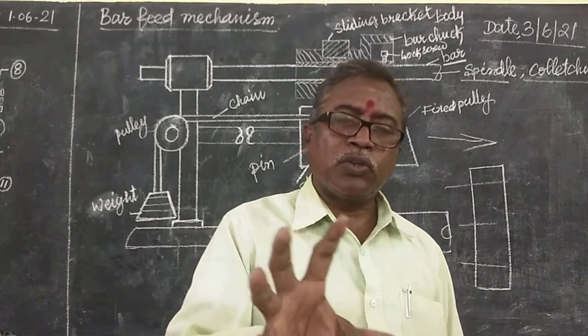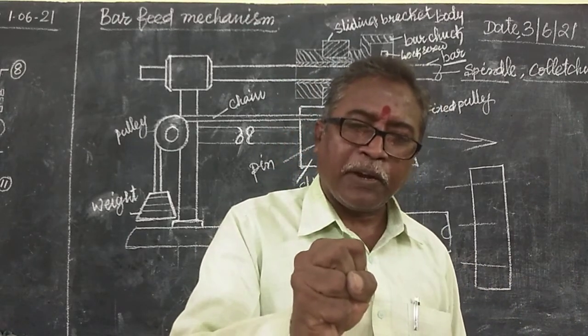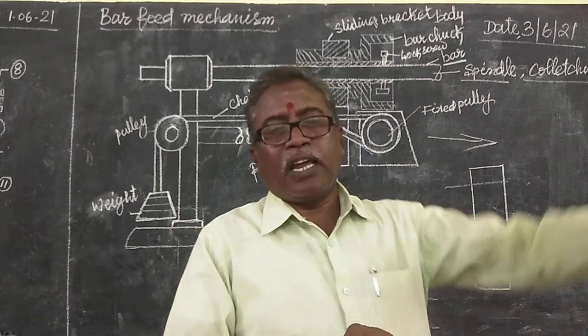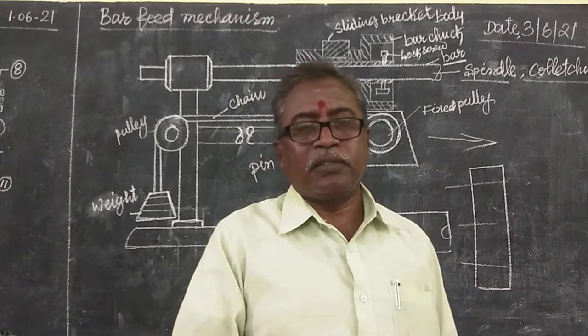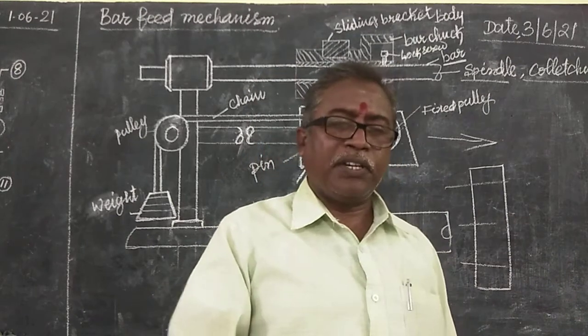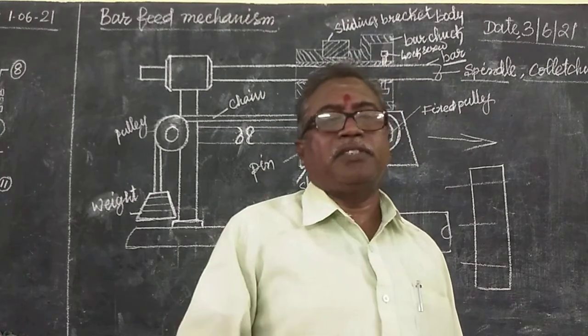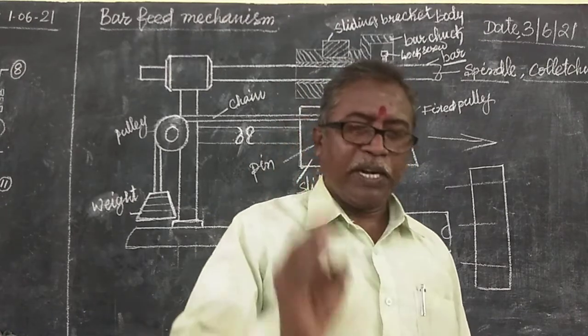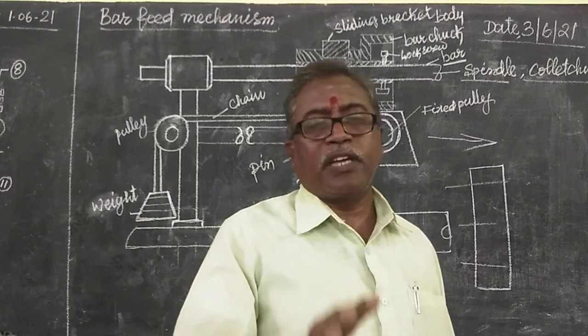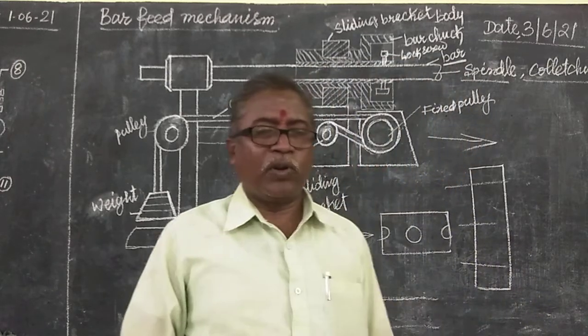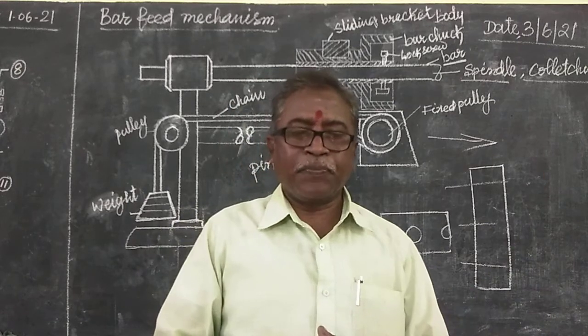Collets are a quick means of holding, so you need not spend time setting the job. That's why these are all used in mass production work. So if you see every point, these are production lathes. Some automatic lathes will also come in this. So a number of pieces can be produced, which we already discussed.